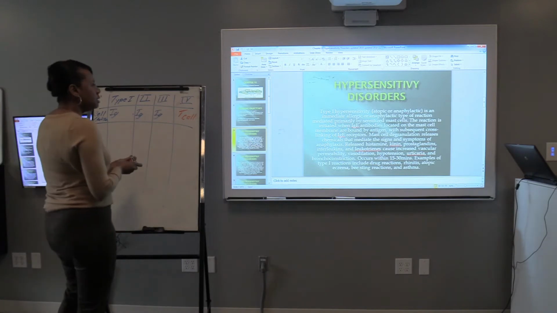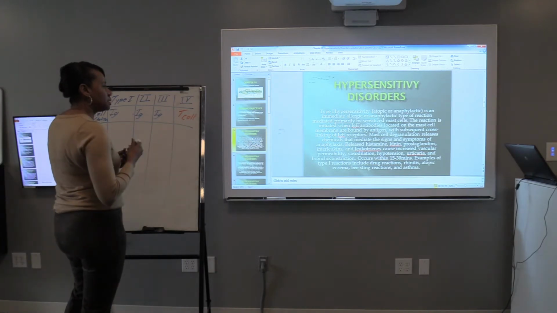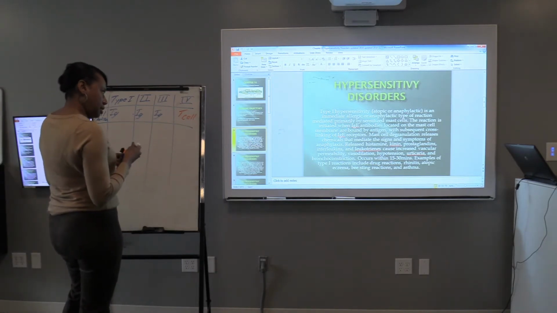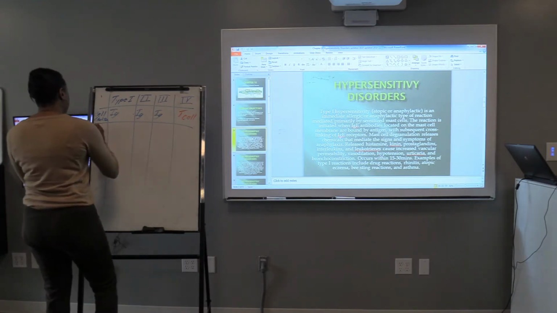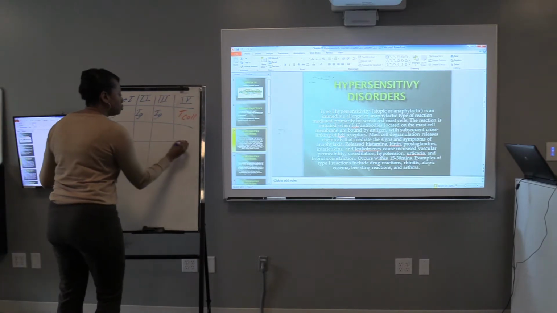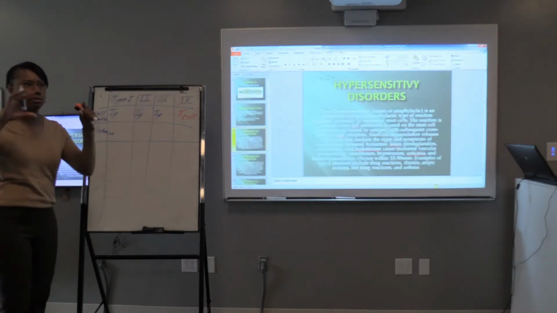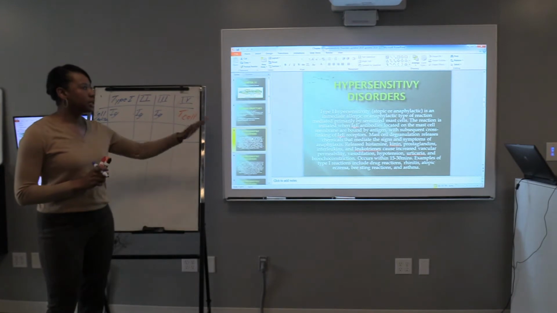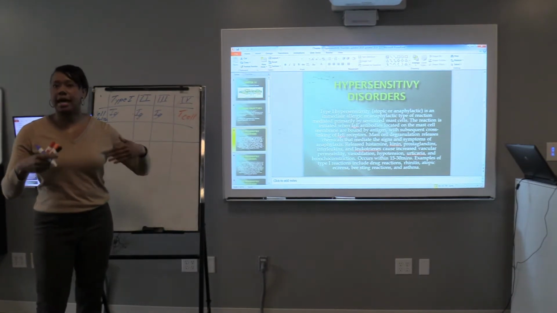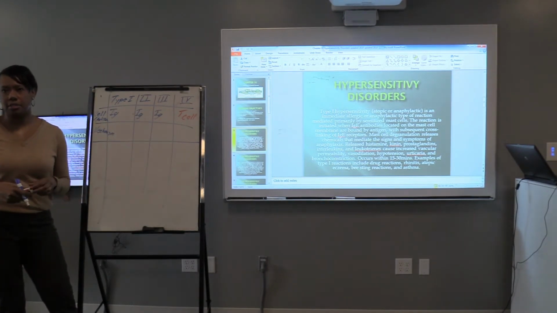Now, the next area that's important to pay attention to is what we call the mechanism. The reason we use the term mechanism here is that it's not an exact pathogenesis, because it's not a disorder, it's more of a category. So we're explaining the exact mechanism that's happening with this particular type of hypersensitivity.